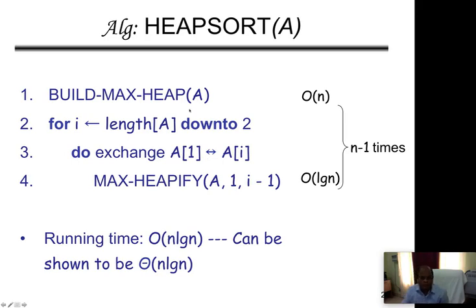First of all, what we will do? We will do build max heap. Then for length of A down to 2, that means from length of A, initially n, down to 2, leaving the first element. Exchange A1 with Ai and max heapify A1 with i minus 1. We are decreasing the heap size by 1, i minus 1, and doing this you will sort the array.